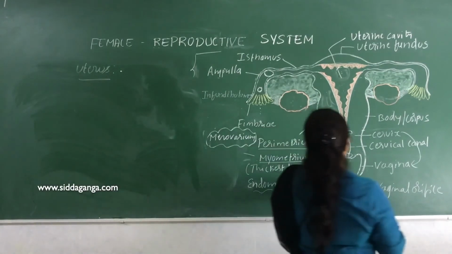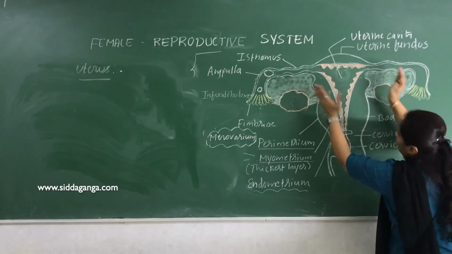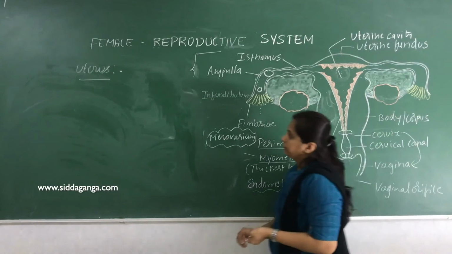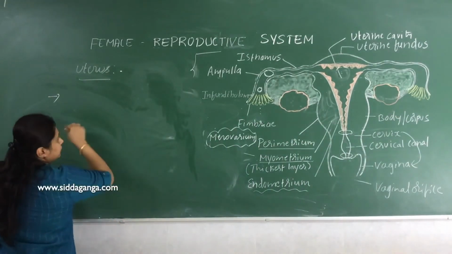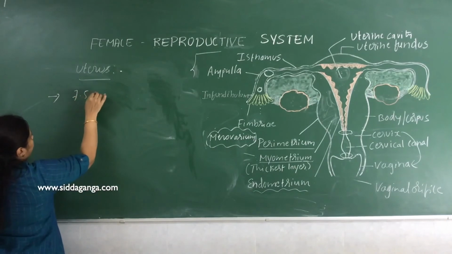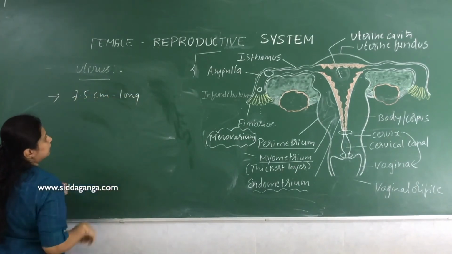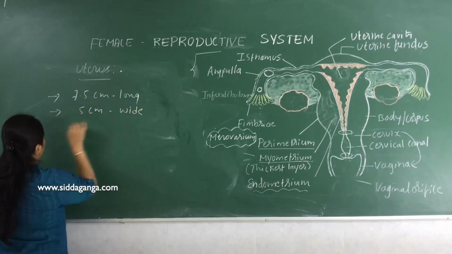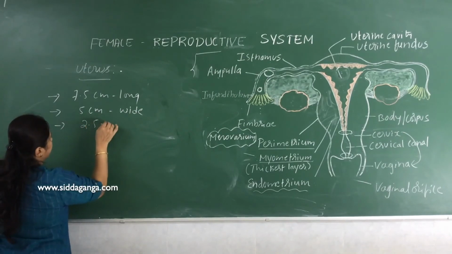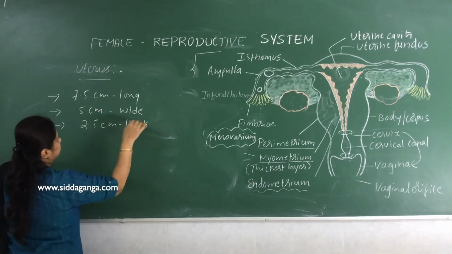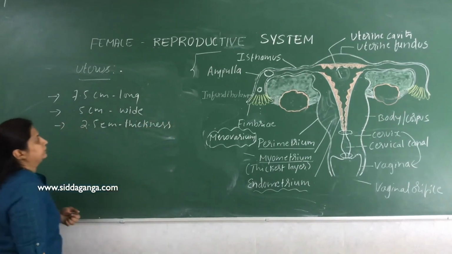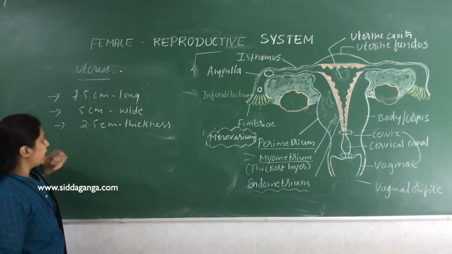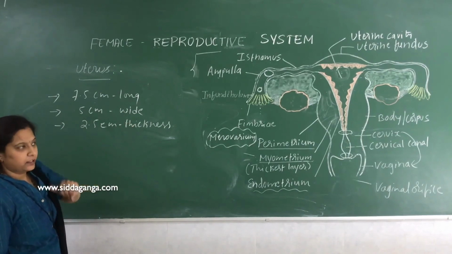Where is the uterus located? It is located in the central region of the female reproductive system. And how does it look? First we'll talk about the size of the uterus. It measures about 7.5 centimeters long, 5 centimeters wide and 2.5 centimeters in thickness.